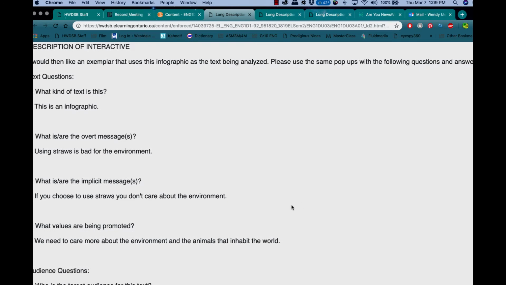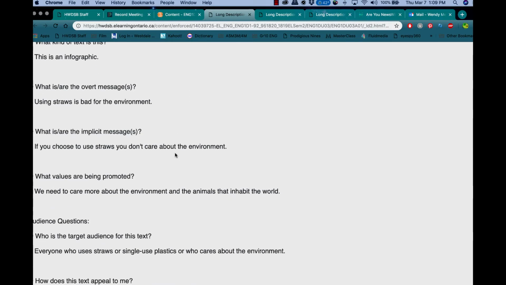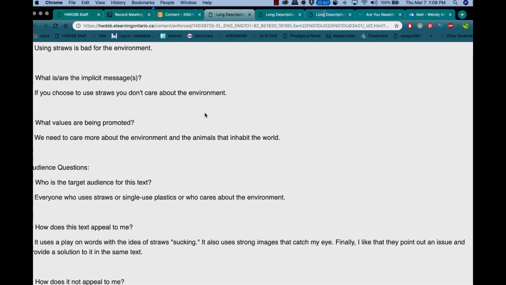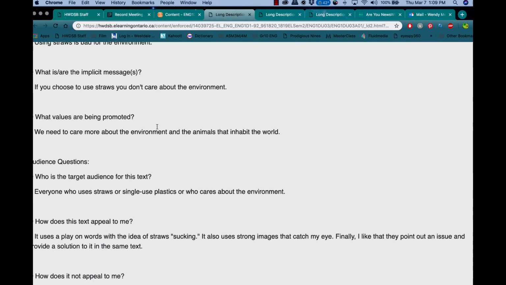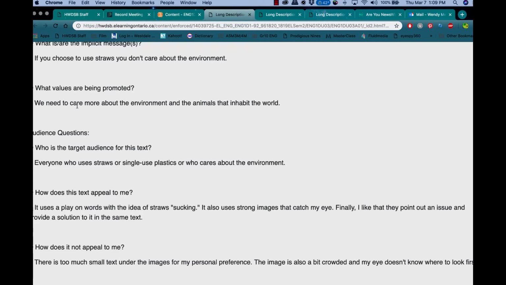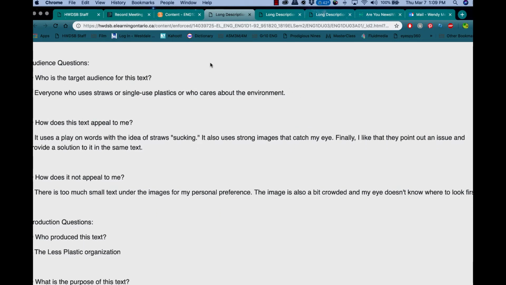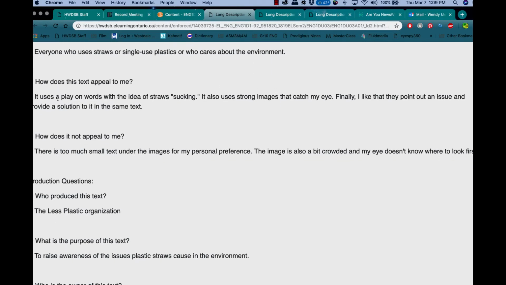So their description is, what kind of text is it? So it's an infographic. Are there any overt messages? Using straws is bad for the environment. What's the implicit message? If you stop using straws, you care about the environment. If you still use straws, then you don't care about the environment. What values are being promoted? We need to care more about the environment and animals. Audience, who's the target audience? Everyone who uses straws.